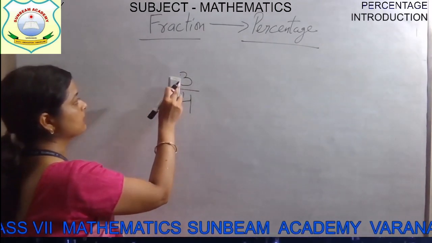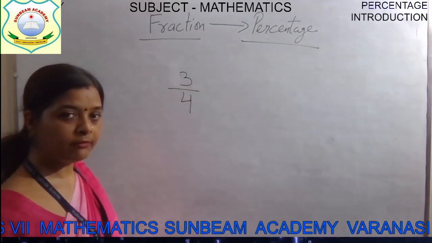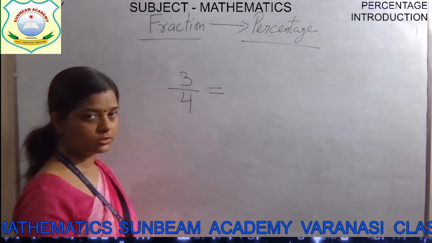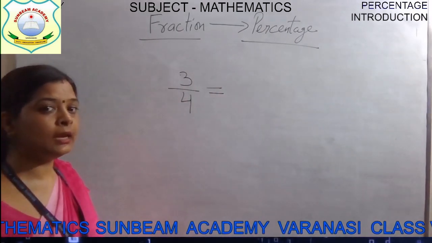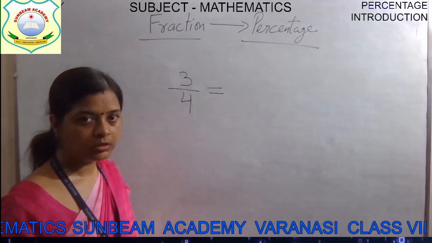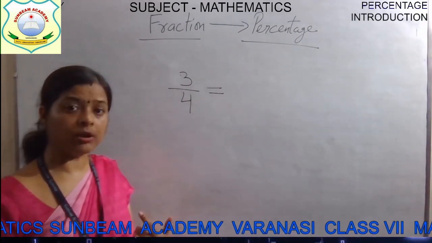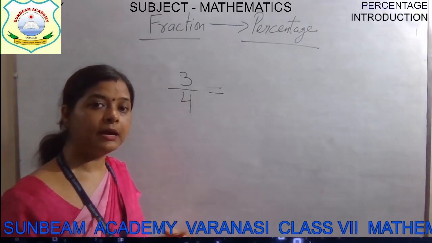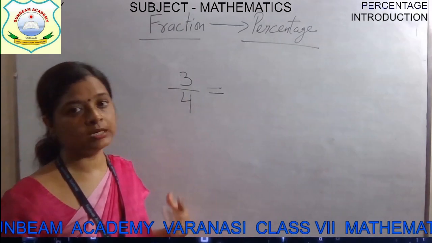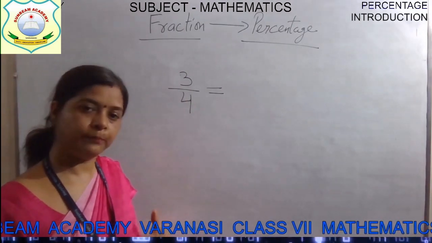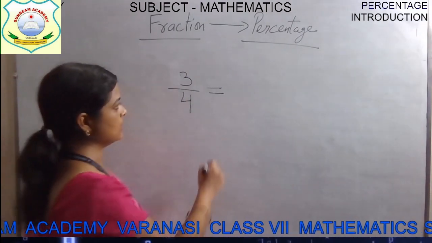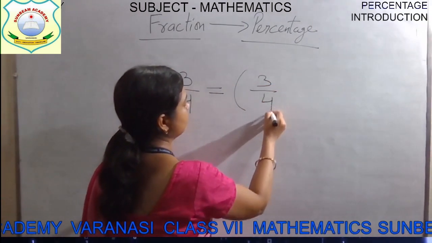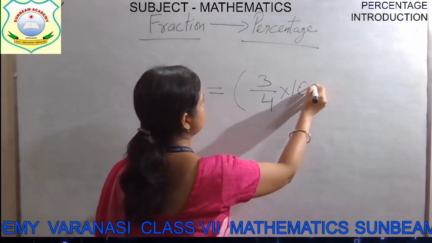So now let's take the proper fraction first, 3 by 4. How to convert this 3 by 4 into percentage? Children, for converting any value into percentage, whether it is in fraction or ratio or decimal, we have to multiply that value by 100, and we will put the percentage sign. Let's see how. 3 by 4 can be written as 3 by 4 into 100.